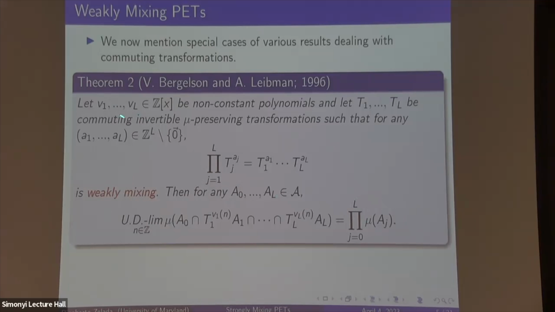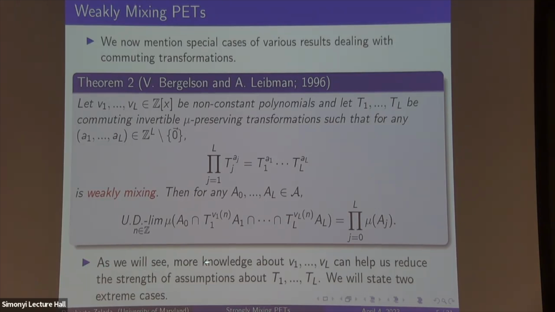So the assumption here is very easy because we are assuming that our transformations have as much mixing as one can expect, at least at the linear level, right? So the whole group generated by T1 through TL has the property that if the element is not the identity, then it is weakly mixing. So that's why we don't need assumptions on the polynomials. But if for some reason we want to reduce the amount of weakly mixing assumptions on T1 through TL, we will need to know more about the polynomials p1 through pL. And what I will do now is state two extreme cases of this type of assumption.